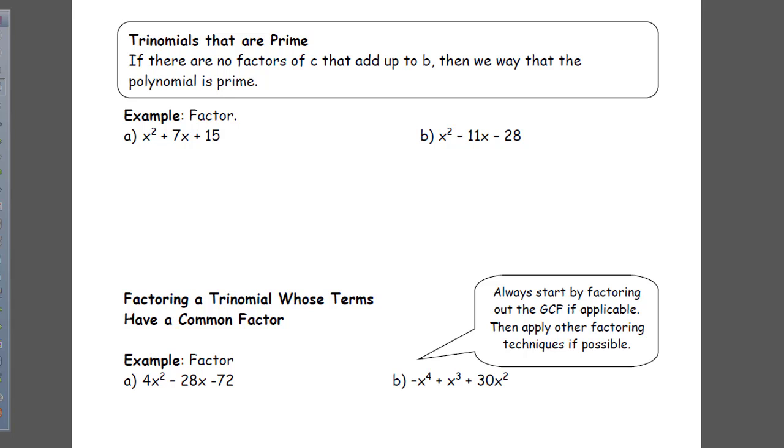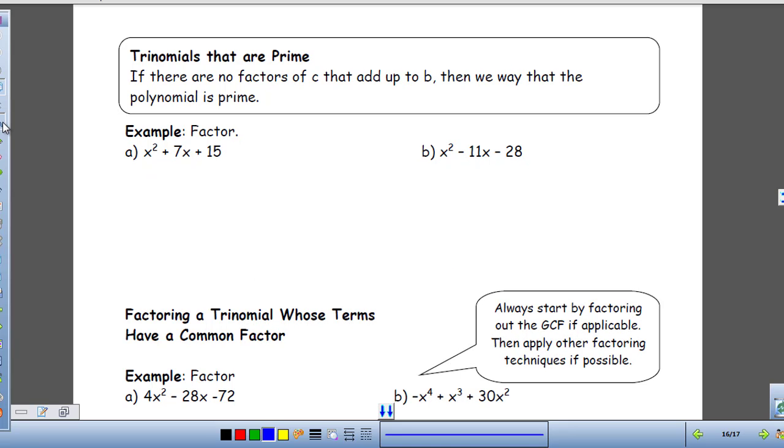When I look at this one, if my leading coefficient is 1, then I look at the constant term. I think about all of its factors, every pair: 1 and 15, 3 and 5. That's it, right? And neither of these pairs adds up to 7x. So we say that it is prime, just like the number 5 is prime. It only has itself and 1 as factors. So we say it's prime.